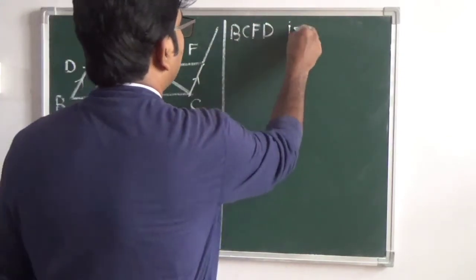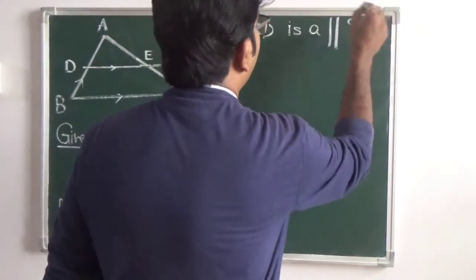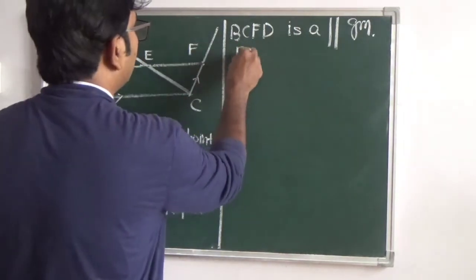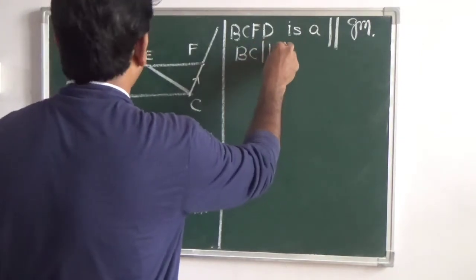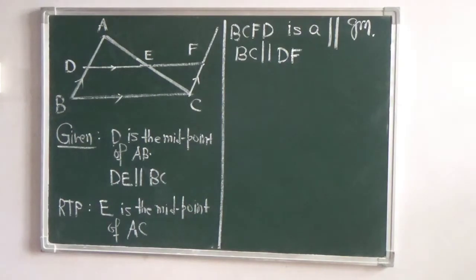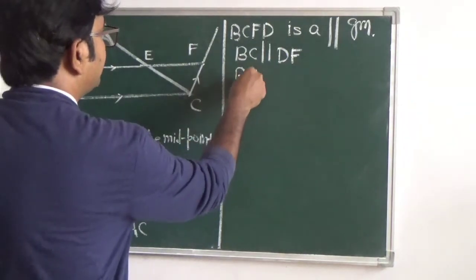BCFD is a parallelogram. And why is BCFD called a parallelogram? Because BC is parallel to DF. BC is parallel to DF, and what else is parallel? BD is parallel to CF by construction.